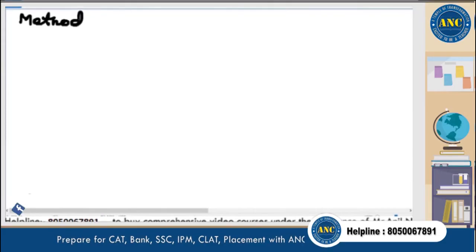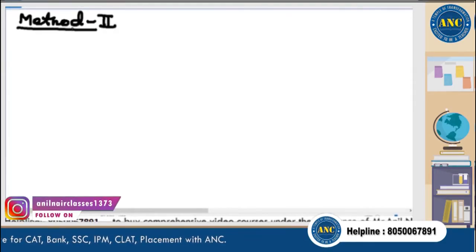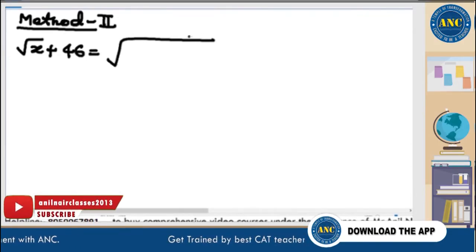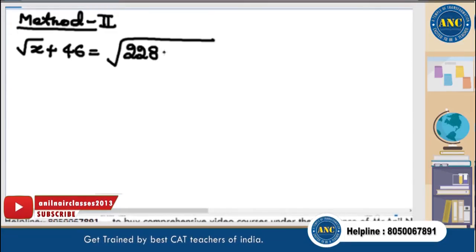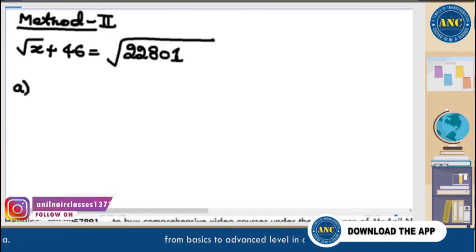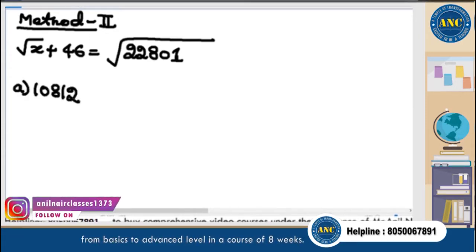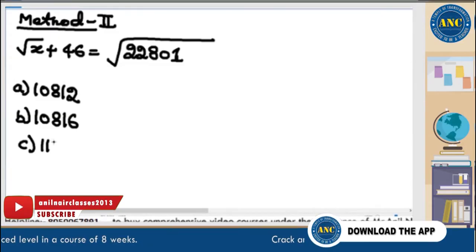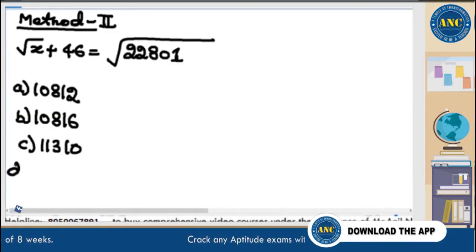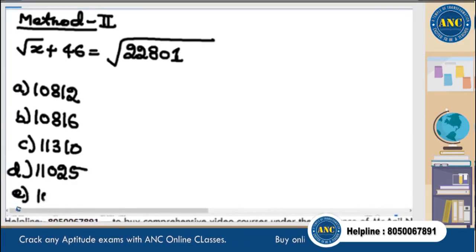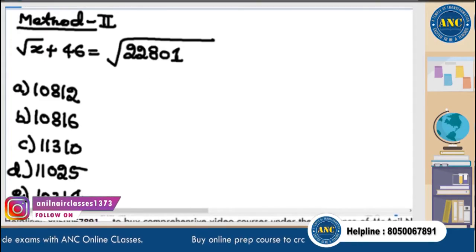Write down every possible method, so that right from the basics to the high level, after the class you can take a class for your friends also on simplification without absolutely any doubt. Root x plus 46 is 22801. The options are 10812, 10816, 11025 and 10314. It is not just about determining the answer. I will tell you why the others are right or wrong also.